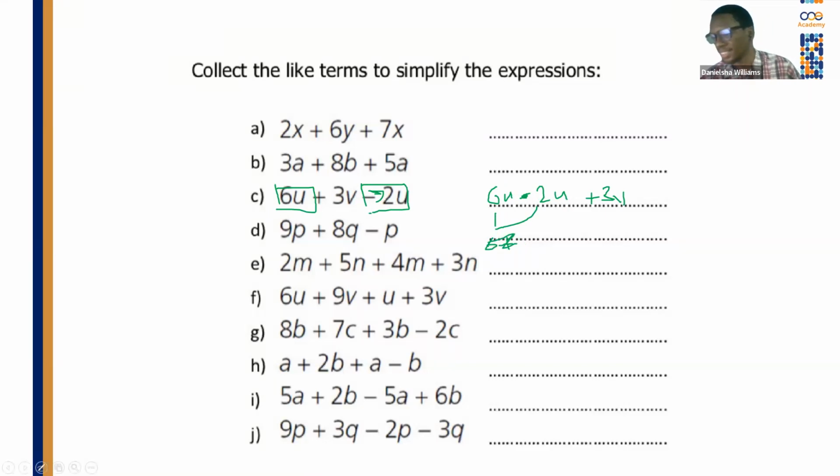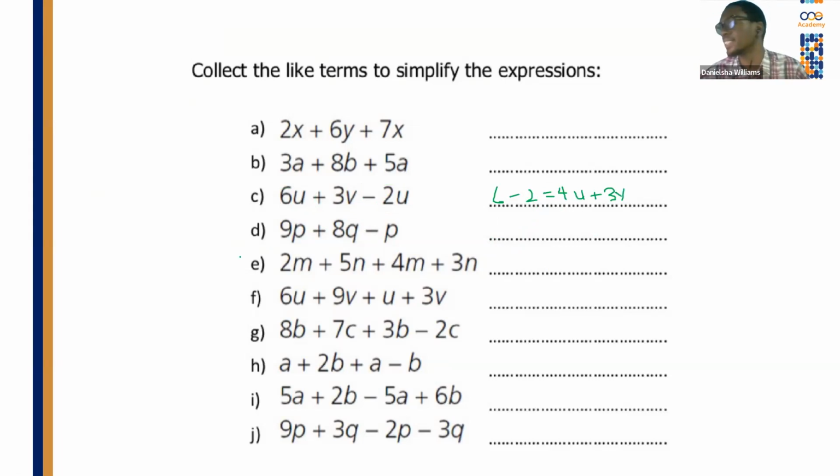Let me see if I can just erase everything. So it'd be 6 minus 2. As you stated, that's 4. Then you add back the variable U, then you add back the rest of the expression, 3V. So that's the general rule of doing it.